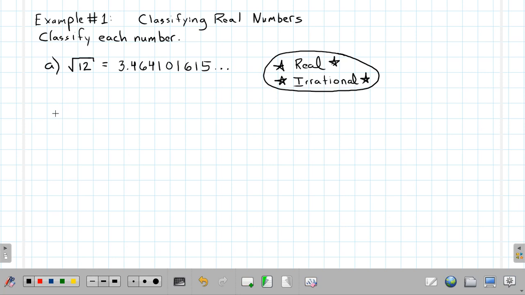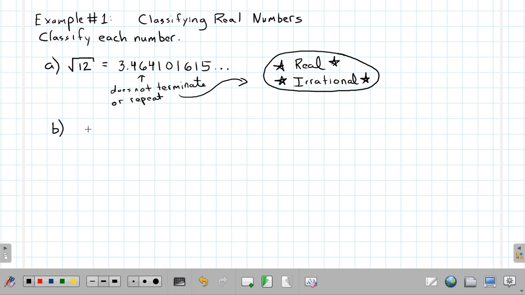Okay? Once again, this is because this decimal does not terminate or repeat. So once again, that means it's irrational. Once again, any number is a real number. So as you'll see, every single one of these numbers we're going to talk about is a real number. The only thing that we got to determine is, is it rational or irrational? In this case, it is irrational, and that's it. That's all we can say about it.